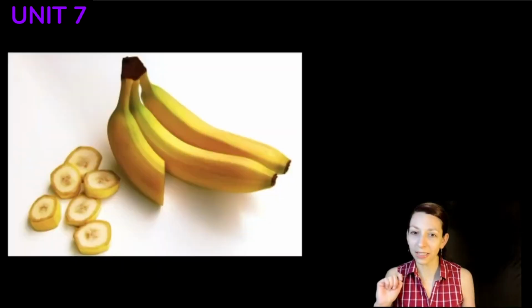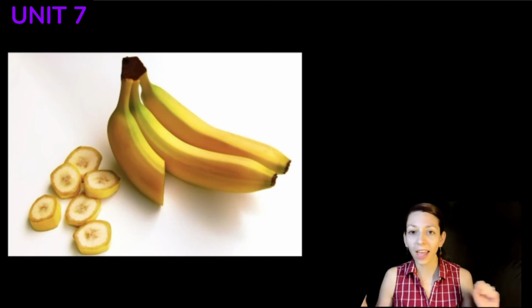Now let's talk about bananas. Bananas look very much alike and taste very similar from banana to banana. The most commonly sold banana in stores today is actually called the Cavendish banana, and all Cavendish bananas are genetically identical to one another.